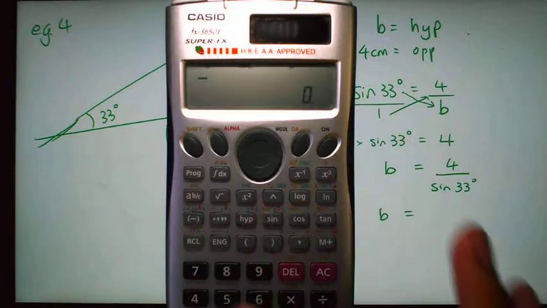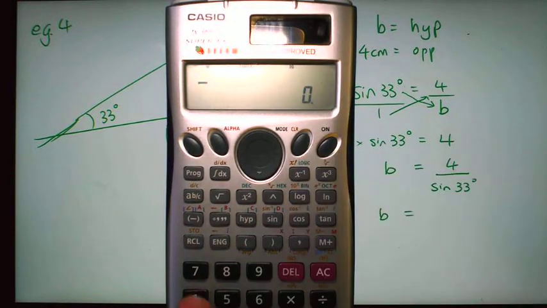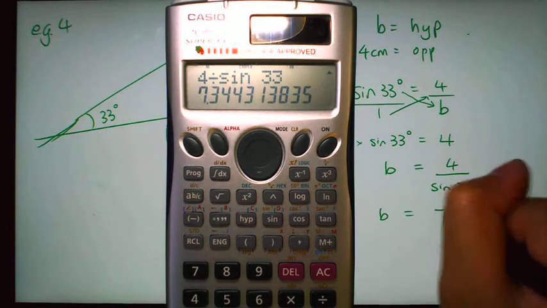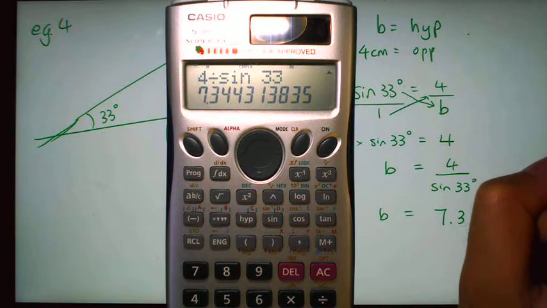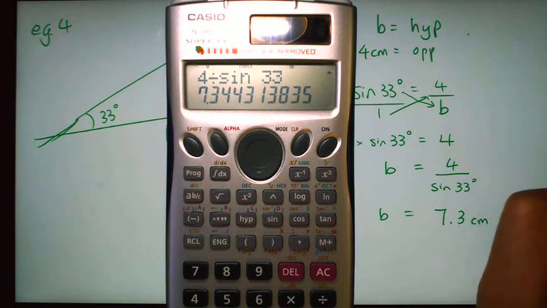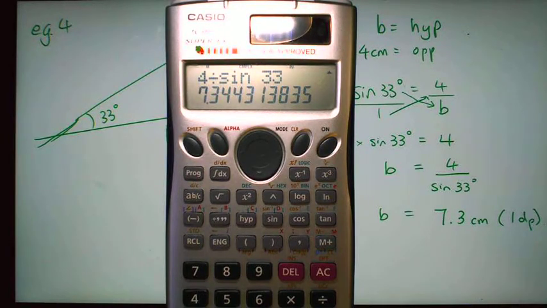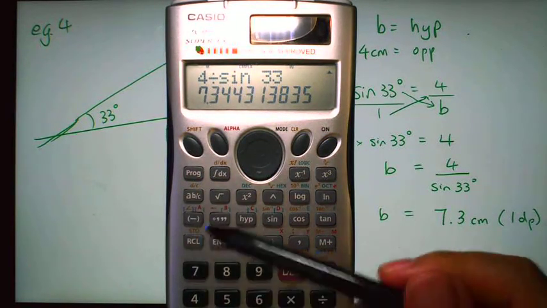Press in 4 divided by sine 33 degrees equals 7.3 cm. Again, 1 decimal place. Depending on what the question is asking you, they ask you for 1 decimal place or 3 significant figures or whatever. Look at the question. For my answer, I just round to 1 decimal place. If the question asks you for 3 sig fig, then it's 7.34 or whatever.